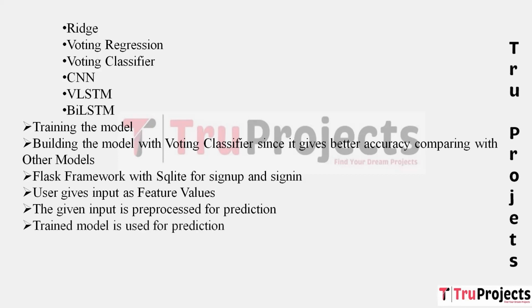Trained model is used for prediction. The pre-processed user input is passed to the trained voting classifier model. The model makes predictions based on the user's data, providing an estimate of the blood glucose levels. Final outcome is displayed through front end. The predicted blood glucose level is presented to the user through the web application's front end. Users can assess their predictions, which can assist them in managing their health effectively.